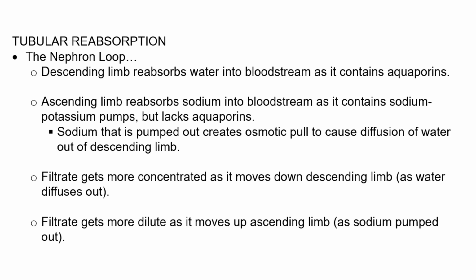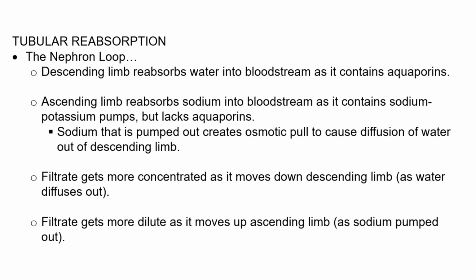Being a U-shaped channel, the nephron loop has a descending part of the channel which travels into the renal medulla, which is called the descending limb, and it has an ascending part of the channel which travels up from the renal medulla towards the renal cortex, which is called the ascending limb. The descending limb is permeable only to water because it contains aquaporins, so it functions to reabsorb water from the filtrate that's traveling through it.